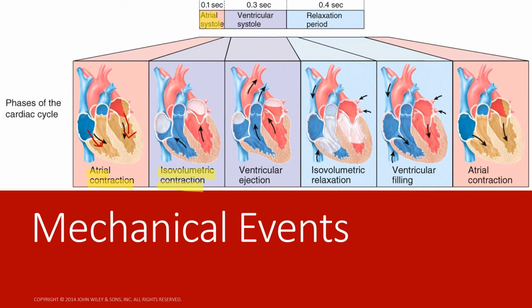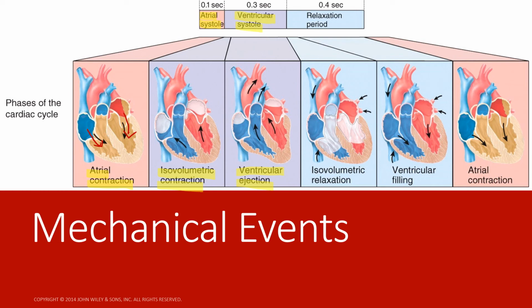Now during the next phase, the ventricles are contracting, and they're going to be pushing blood into the systemic and pulmonary circulations. So this is going to be ventricular systole.